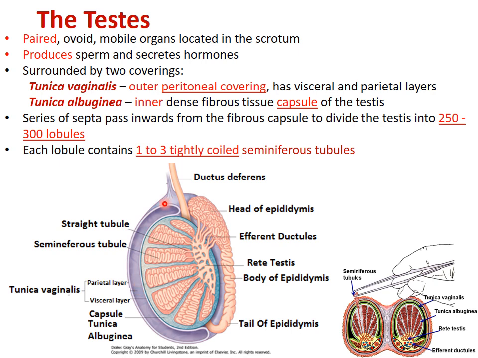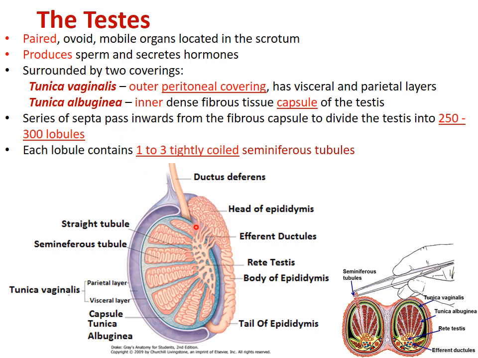So this is the tunica vaginalis, right? Outer peritoneal covering has visceral and parietal layer. Then tunica albuginea. Tunic means layer. Tunica albuginea, white in color. So tunica albuginea is the lower one.